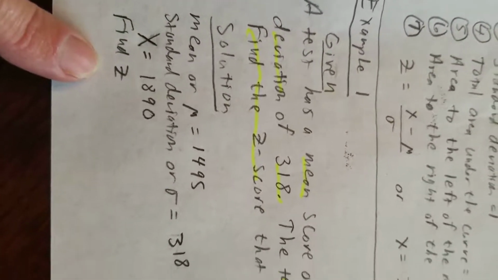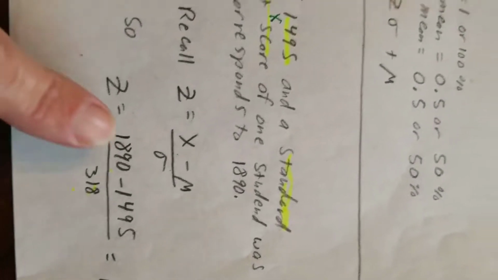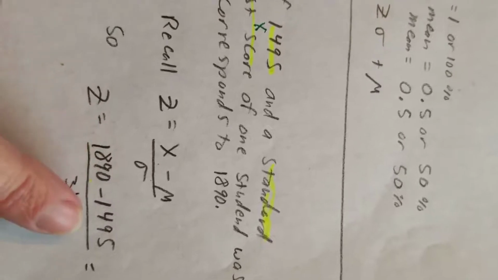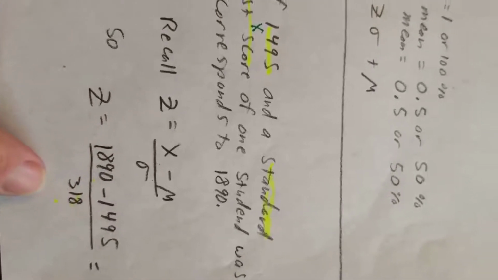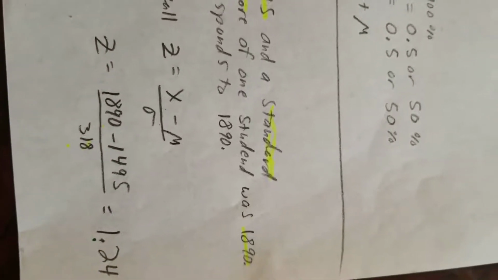All we do is plug these values in. Recall this formula, X minus mu over sigma. Well, X was 1890, mu was 1495, sigma was 318. Plug that in your calculator and you get 1.24.